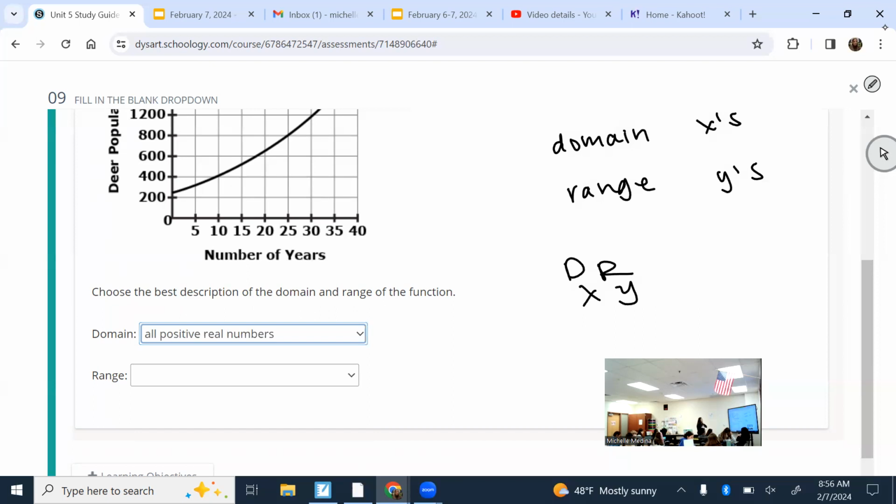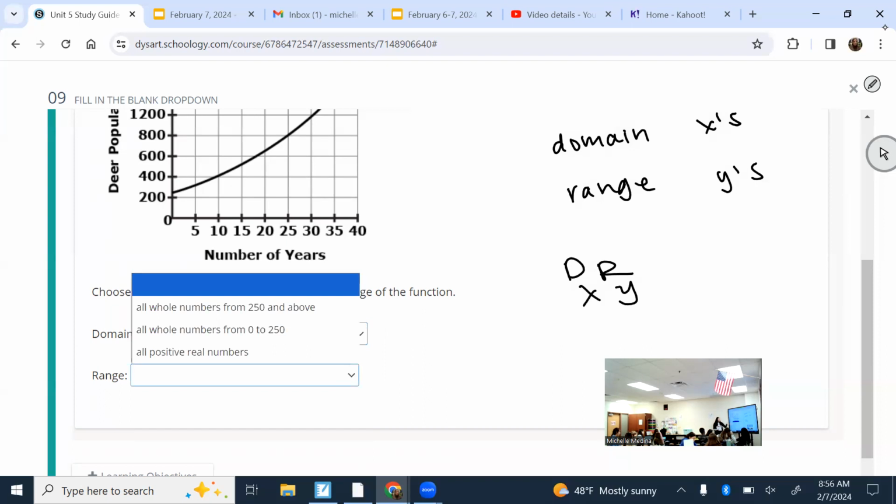Now for my range, which is my y's, the amount of deer. Can I have a fraction of a deer? So I'm not going to take any that would give me decimals, right? What our options are. It says all whole numbers from 250 and above, what do you think? And then we also have all whole numbers from 0 to 250. And all positive real numbers. So the real numbers includes decimals, we can't have a decimal of a deer, right? So it's between these two, which one makes more sense?